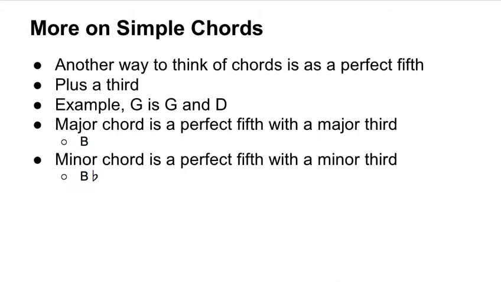Another way to think of chords is as a perfect fifth and then a third, either a major third or a minor third. For example, any form of a G chord is going to be a G and a D, and then either a major third, which would be a B above the root, or a minor third above the root, so a B flat.